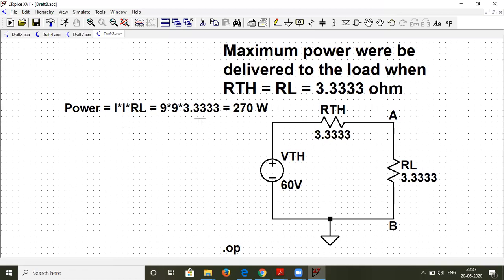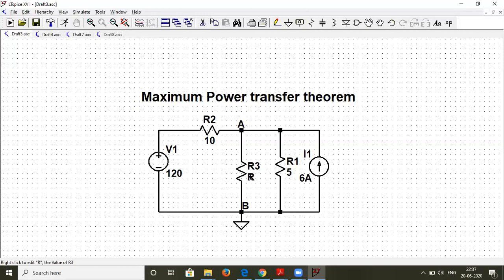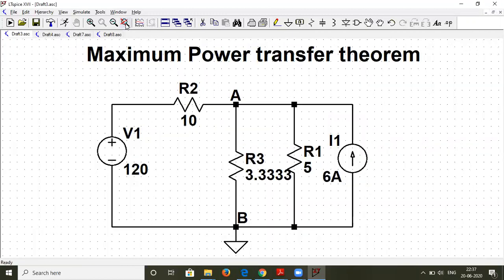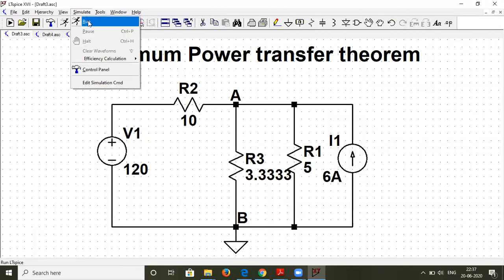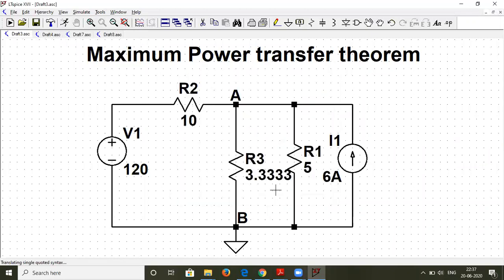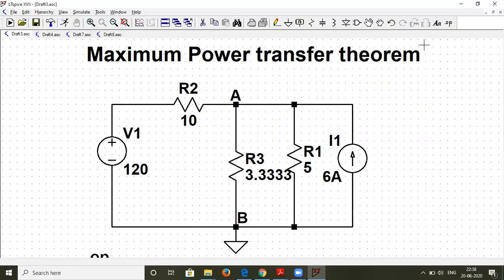And if we put this RL value back in the main numerical over here, so if I put this value 3.3333 over here, and if I want to find directly the maximum power flowing through this node, I can do that easily. I can click on OK, and here you can see at the bottom of the screen the power dissipation is 270. So this is the power feature of LTspice.